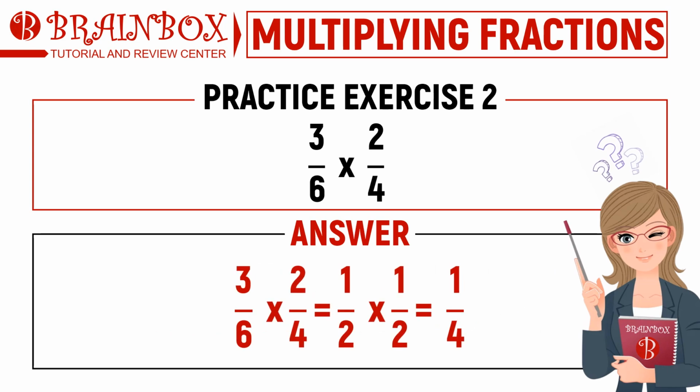Time is up. The correct answer is 1/4. In this exercise, we cannot immediately proceed to the multiplication of fractions, because the fractions can be further reduced through cancellation. Doing so will give us 1/2 for both, and multiplying these will now result in 1/4.